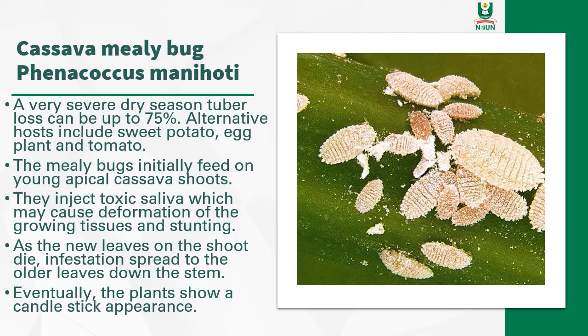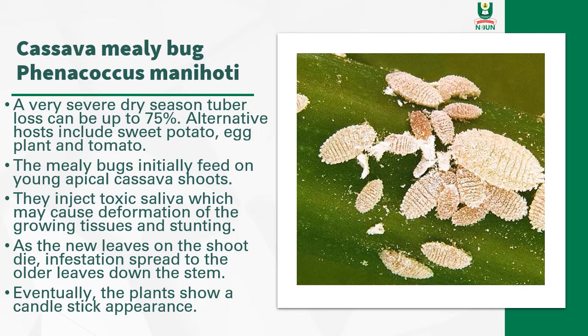And as these new leaves now come out of the shoot, they now die because they have been injected with this toxic saliva. So it causes the death of the leaves. The disease now spreads to the older leaves. You know, they attack the younger ones, but the effect now spreads to the older ones down to the stem, and eventually the plant will look like a candlestick. Okay, you'll be so malnourished, so withered, so stunted, and they have this appearance of a candlestick.